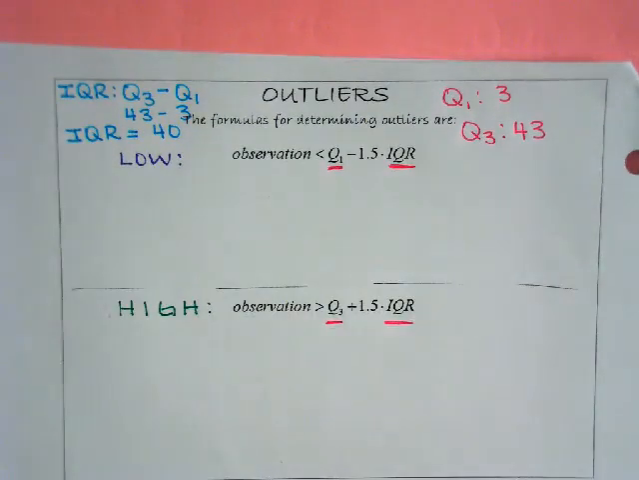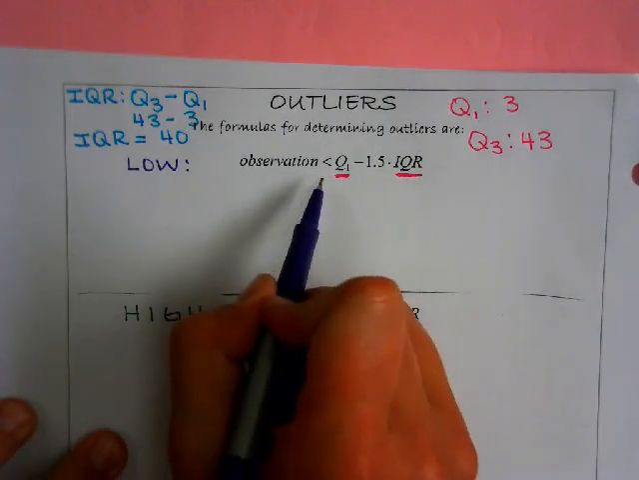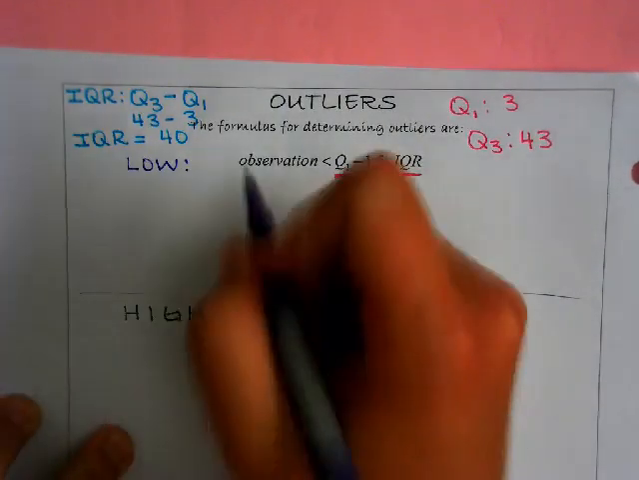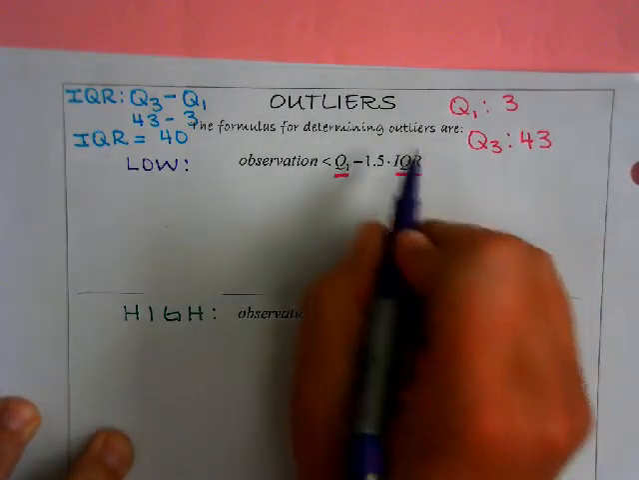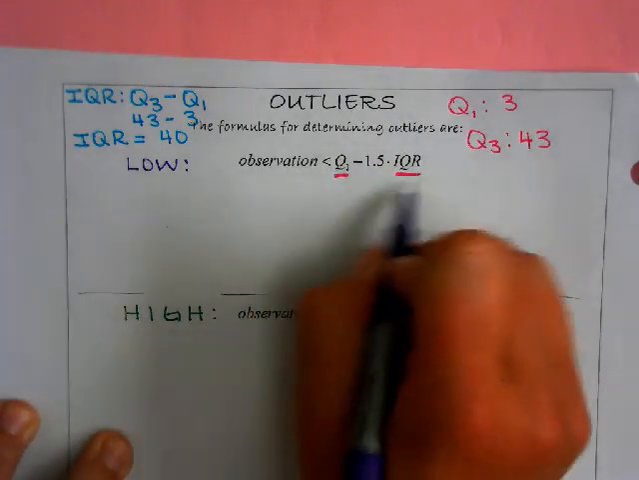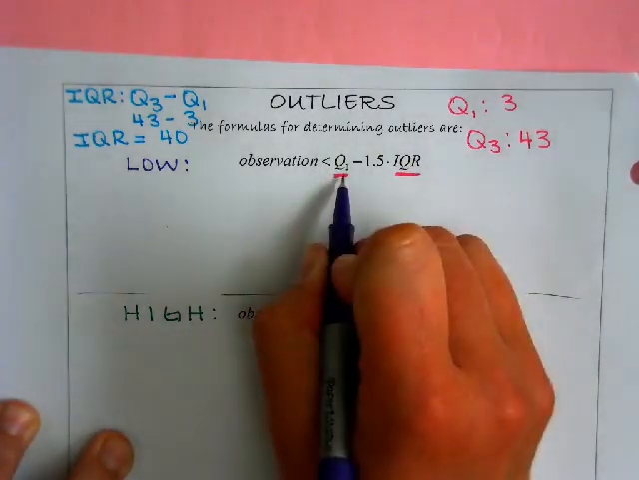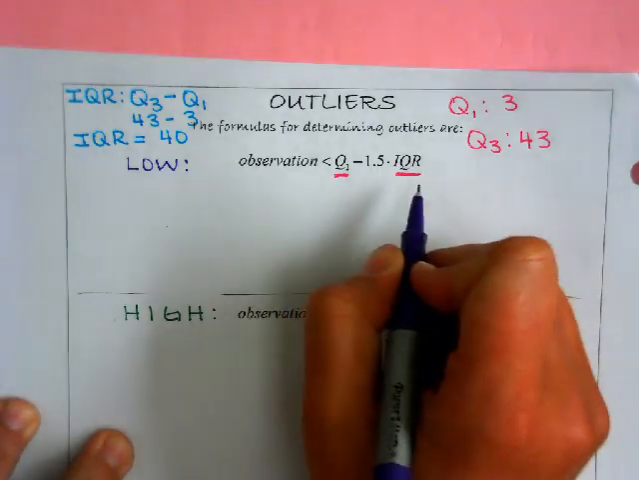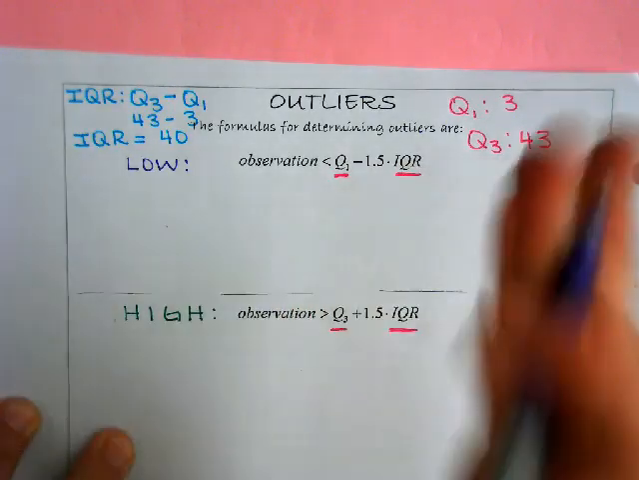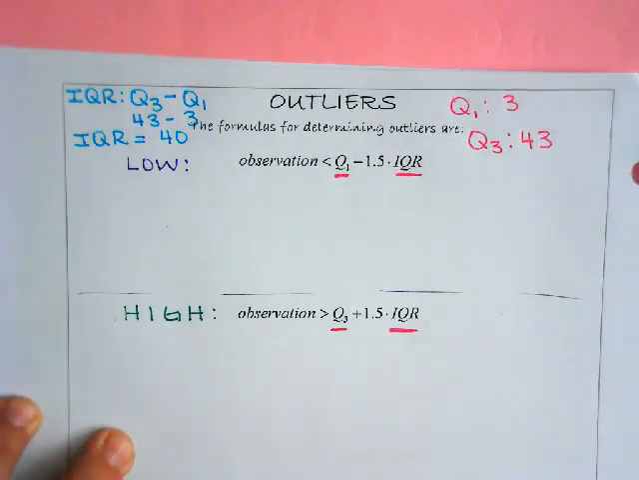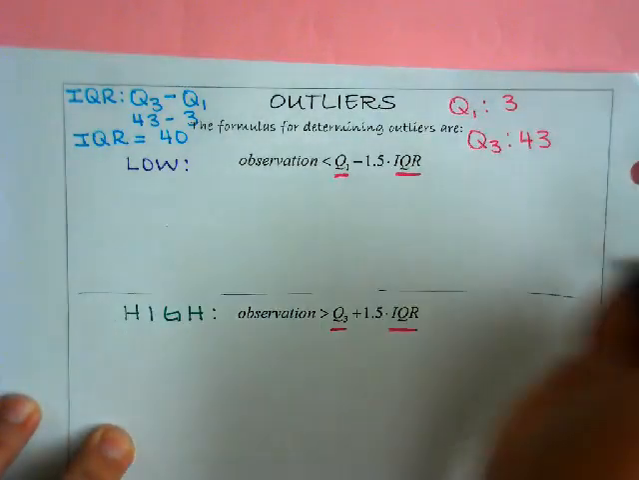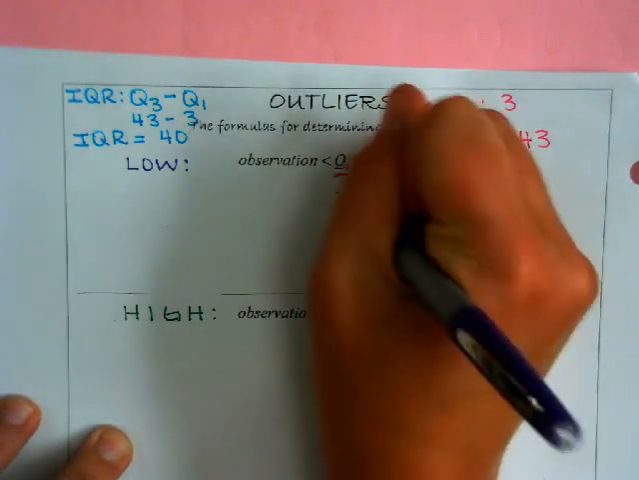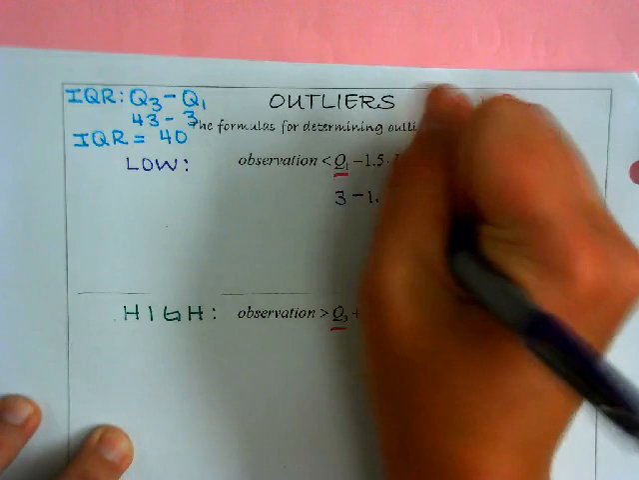Now, this observation less than, technically, we don't have to write it down each time. We just need to keep in mind that whatever number we get when we do Q1 minus 1.5 times the IQR, we're looking for observations less than that. So Q1 is 3. Then we have minus 1.5 times the IQR, which is 40.